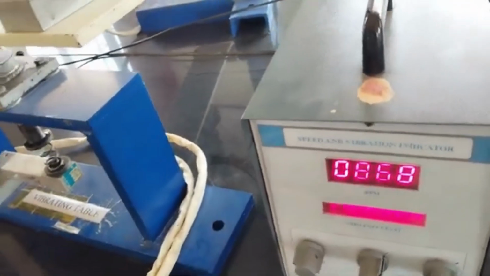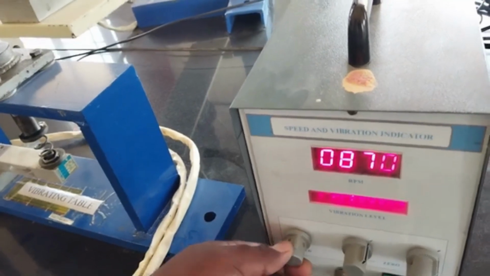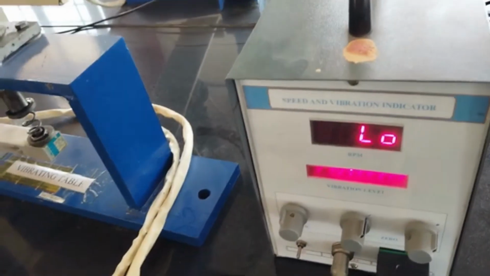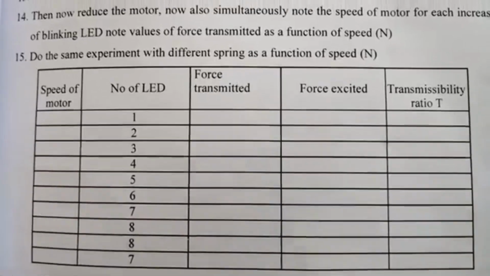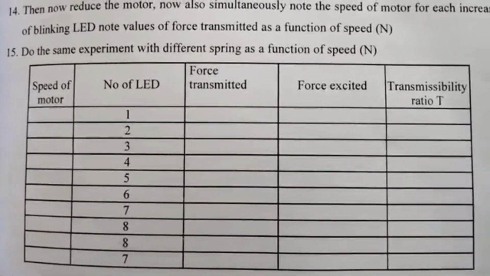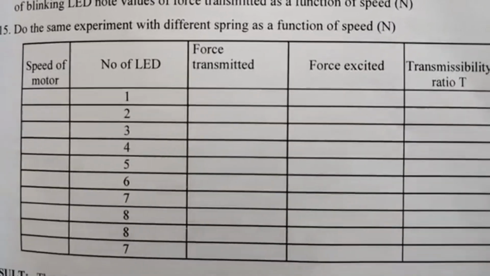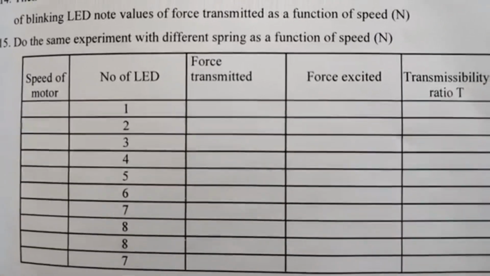So now we are going to calculate by the tabulation and find the transmissibility ratio. So result: the natural frequency and transmissibility ratio are determined by the given vibration table. Thank you.